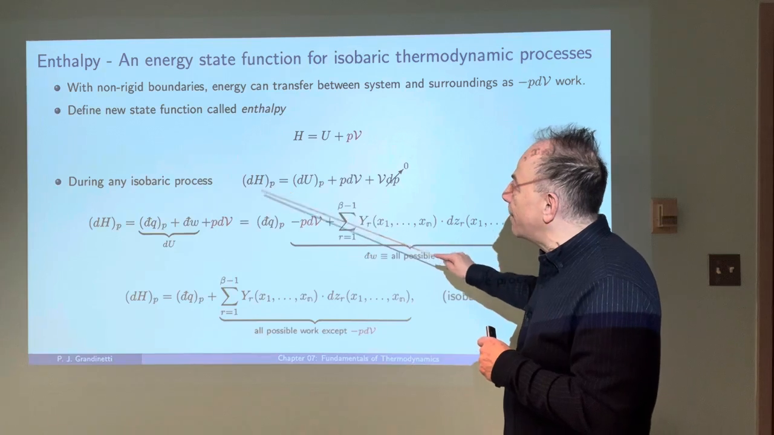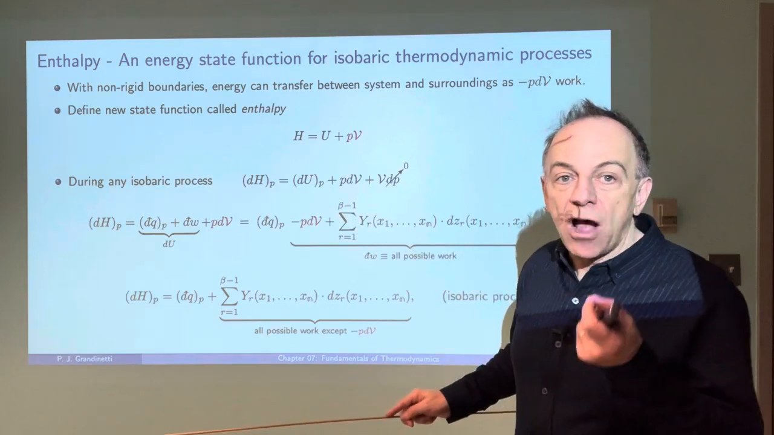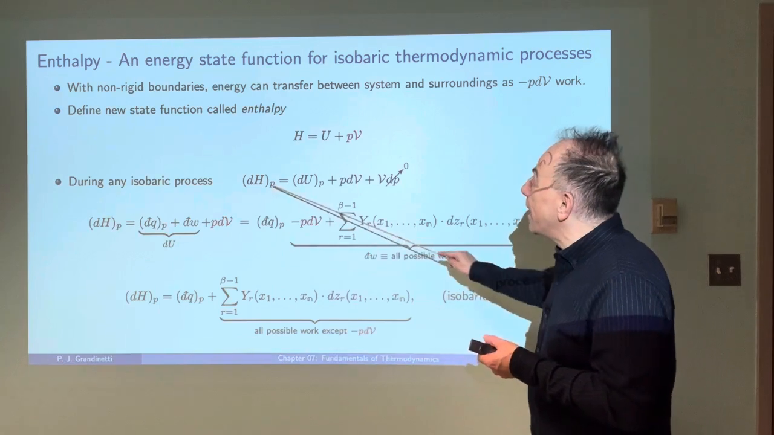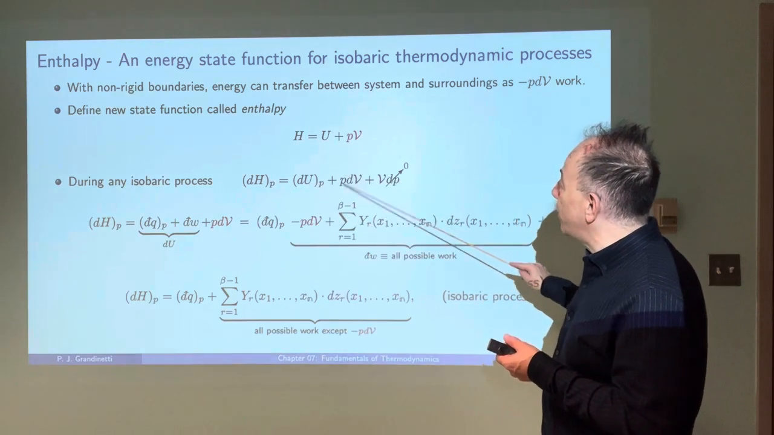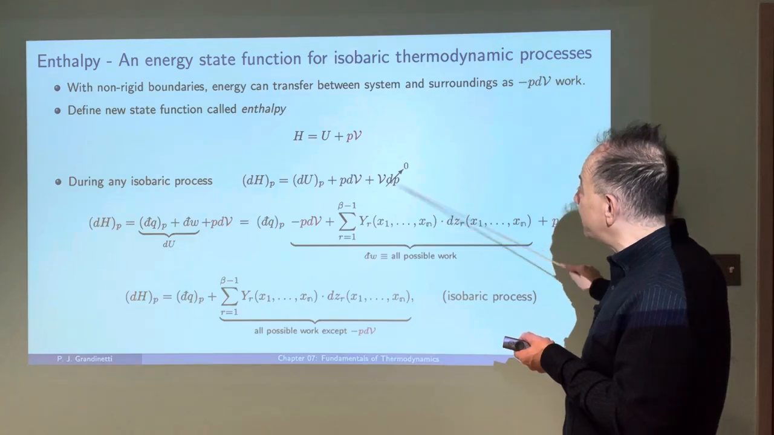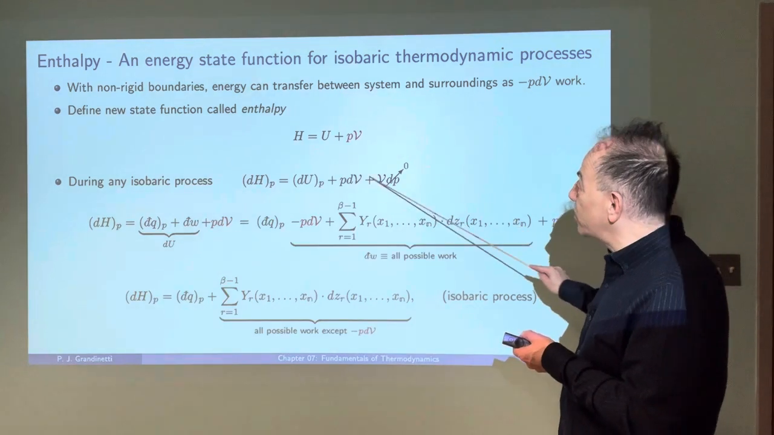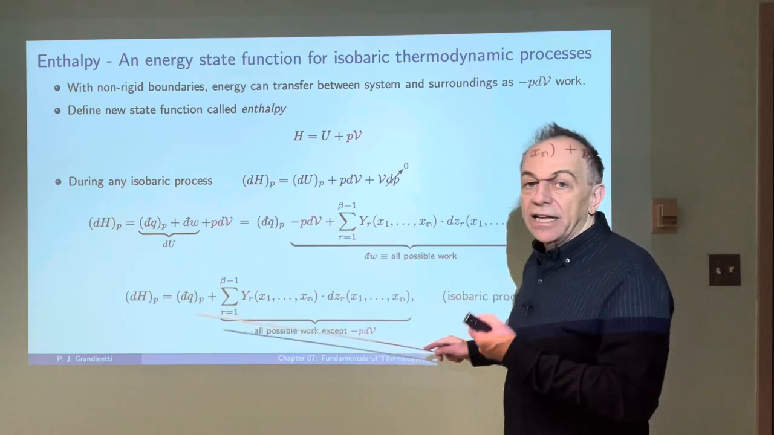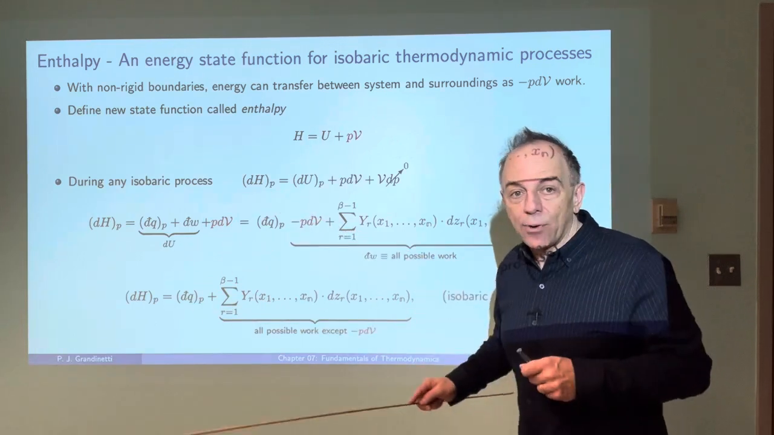I'm going to put a little subscript here to say that we're going to do this at constant pressure. So I'll put a P down here to indicate constant pressure. And that's going to be equal to dU plus PdV plus VdP. But since P is held constant, this term is going to go away. And so we only have these two terms here for relating the change in the enthalpy during an isobaric process.